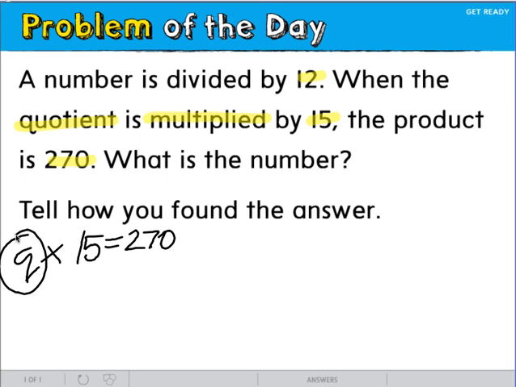Yes, we can. All we have to do is divide 270 by 15. So 15 cannot go into 2. 15 goes into 27 once. We subtract. Bring down our 0. 120. How many times can 15 go into 120?